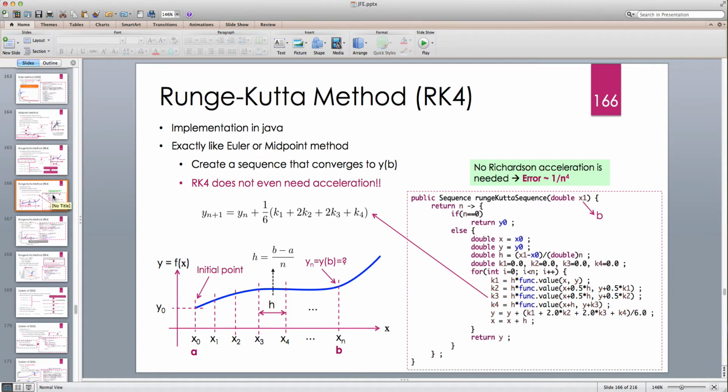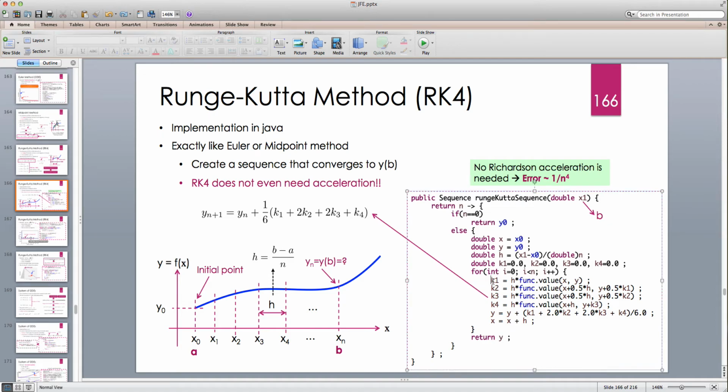And the same thing for Runge-Kutta. We said that we create this sequence of functions by partitioning the interval between a and b. A is our initial point, b is the point that we are trying to find the solution. And then we don't even need to do any Richardson acceleration. We can create the Runge-Kutta sequence easily by, again, the code is exactly the same as Euler and Midpoint. We just change this implementation inside this for loop that generates this sequence yn, okay?